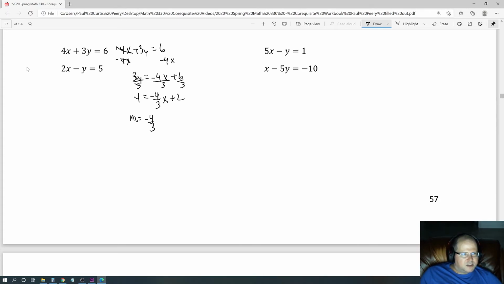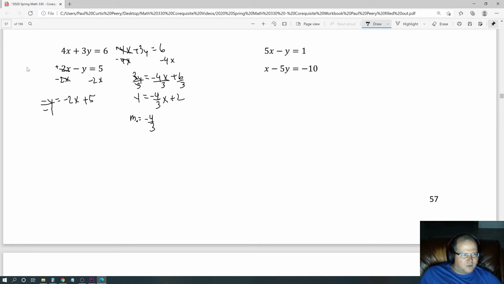Well, we have 2x minus y is equal to 5. We want to get that negative y by itself. So we have to get rid of this positive 2x by subtracting 2x. And whatever we do to one side, we do to the other. Those cancel out. That leaves me negative y is equal to negative 2x plus 5.